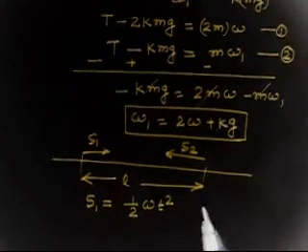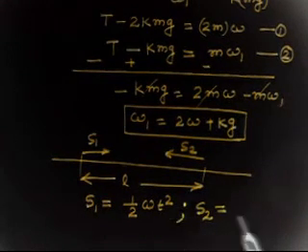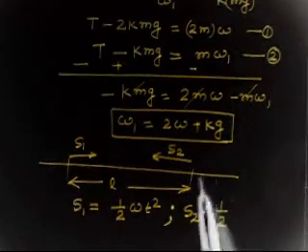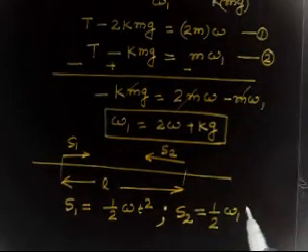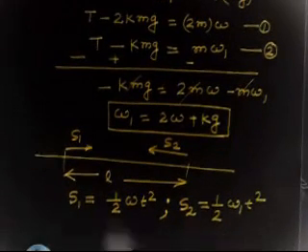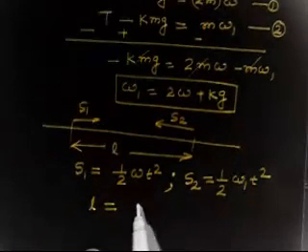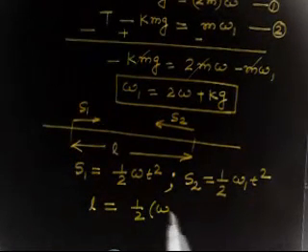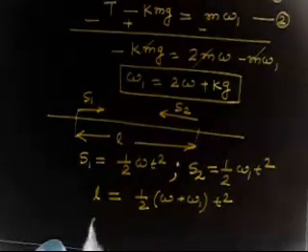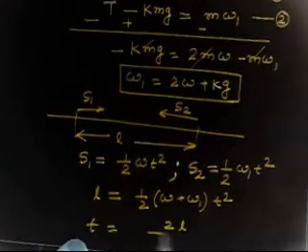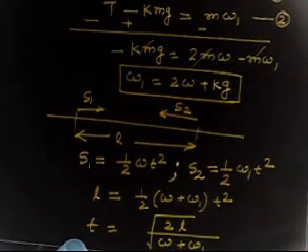Similarly, I can write the equation for 2, so S2 is equal to half w1 t square, where w1 is 2w plus kg. And now I can write S1 plus S2 is equal to L, so L is equal to half (w plus w1) t square. Are you getting? So t will be the square root of 2L by (w plus w1). Are you getting or not?